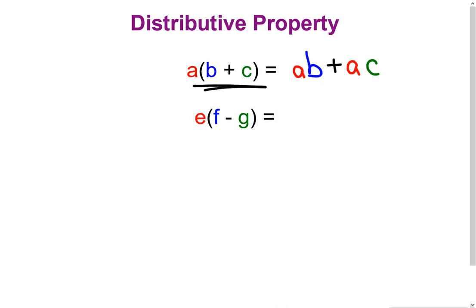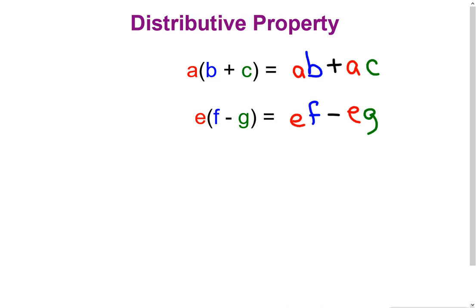Now in the second example, it's not really any different. We're still going to take that part that's outside the parentheses and multiply it by each term that's in the parentheses. So in this case, we're going to have the e times the f, and then we're going to have the e times the g. But since we were subtracting in there, we're going to continue to subtract in our answer here. So there's how to use the distributive property.